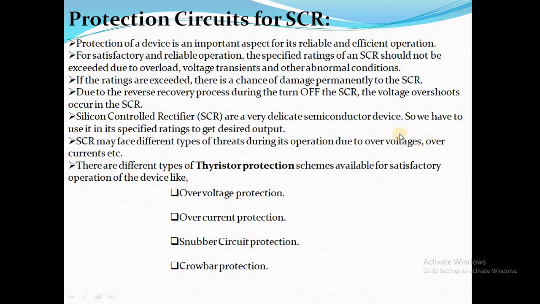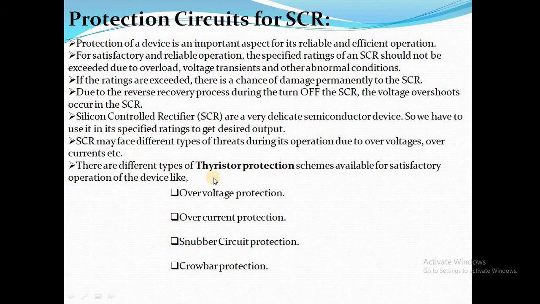SCR may face different types of threats during its operation due to over voltage and over currents. Over voltage is when we suddenly apply a voltage beyond its limit. Over current is when the SCR is used for an application and the load increases, so the current also increases beyond the rating. That condition is called an overcurrent condition. These are the major faults or threats that occur at the SCR when it is used in a particular application.